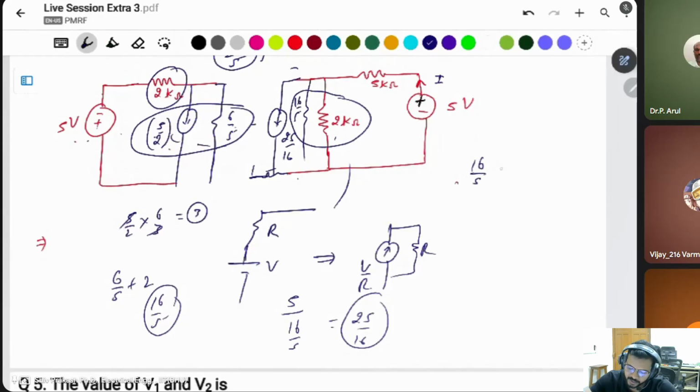16 by 5 into 2, or you can say this is the 16 by 5, it will be 3.1 or 3.2. Then use 3.2, 3.2 into 2 divided by 5.2. But this is a lengthy question, you have to take some time. This is 1.23. This total combination is 1.23.